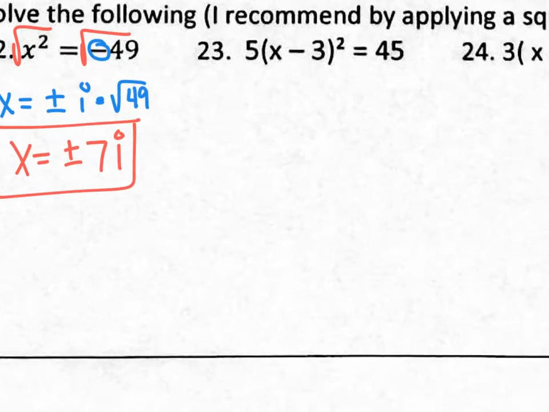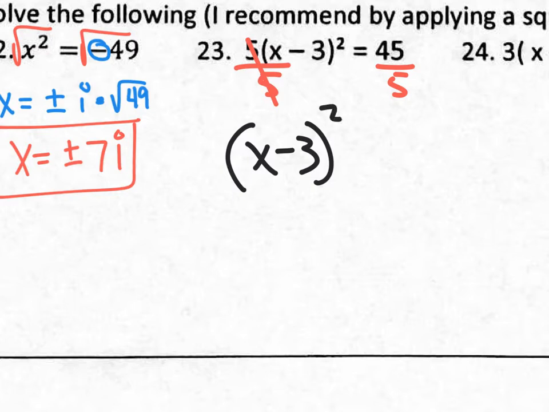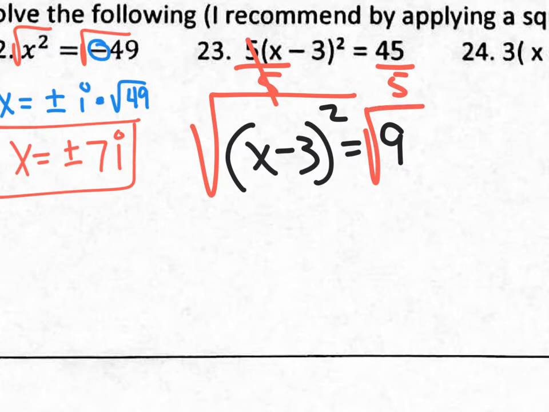Number 23, since I'm recommending you to apply square roots, let's get rid of everything doing one step at a time. Instead of distributing 5, I want to get rid of the 5. It's going to cancel what you do to one side and do to the other. So you will have (x minus 3) squared equals 45 divided by 5 is 9. Okay? So what am I going to do now? I'm going to get rid of the square by applying a square root to both sides. Now remember, when you apply a square root, you have to put a plus or minus in front of your answer. So my answer will be plus or minus 3.